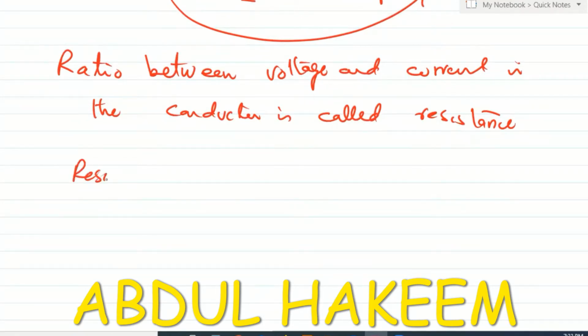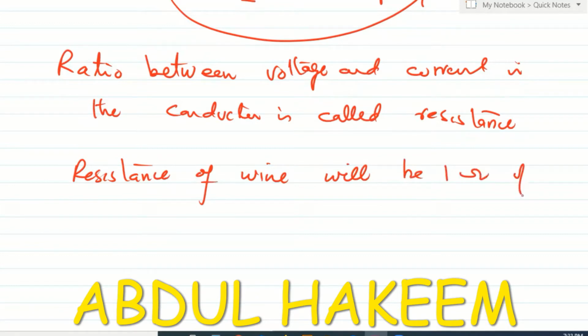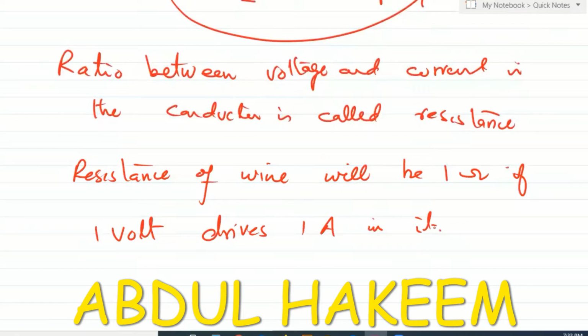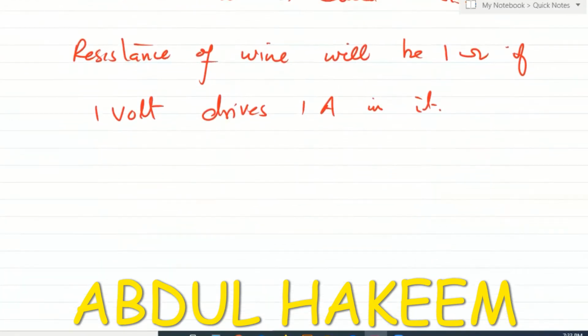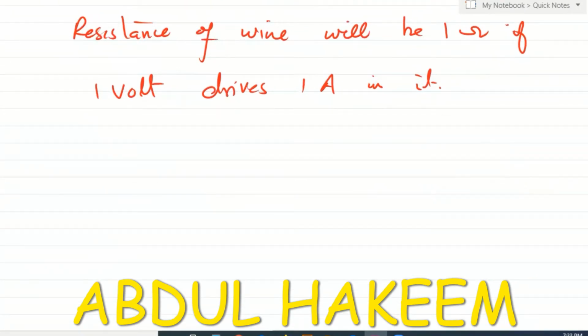Now, resistance of wire, of conductor, will be 1 ohm if 1 volt potential moves 1 ampere current in it. So resistance of the wire will be 1 ohm if 1 volt potential, 1 volt voltage, 1 volt EMF drives 1 ampere current in it.